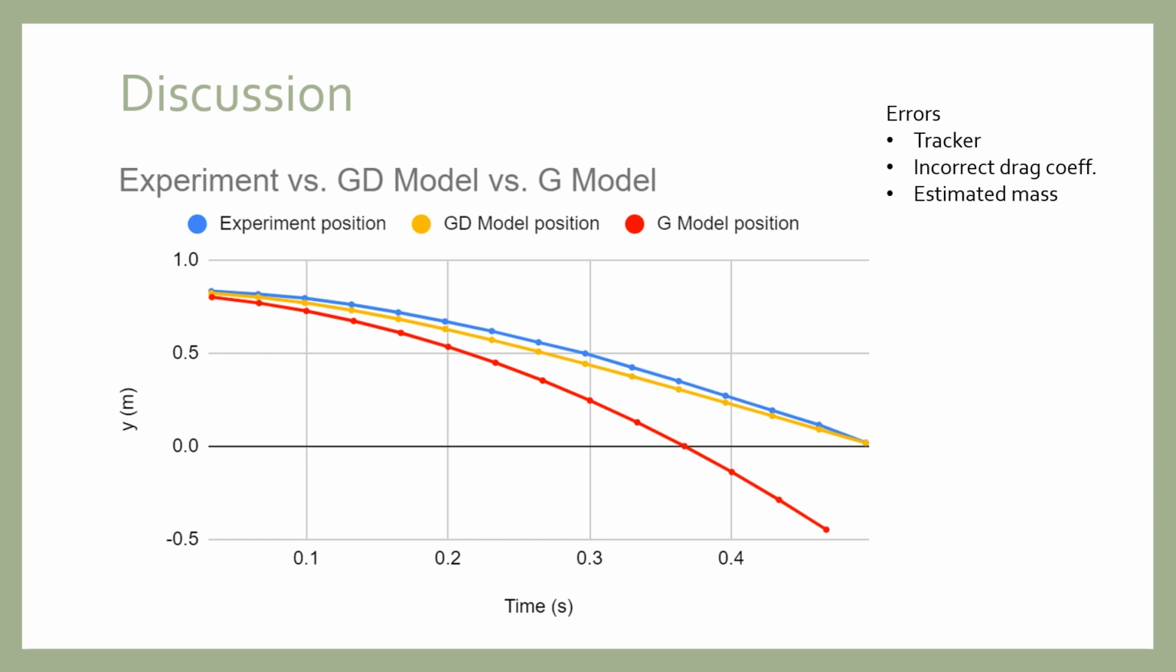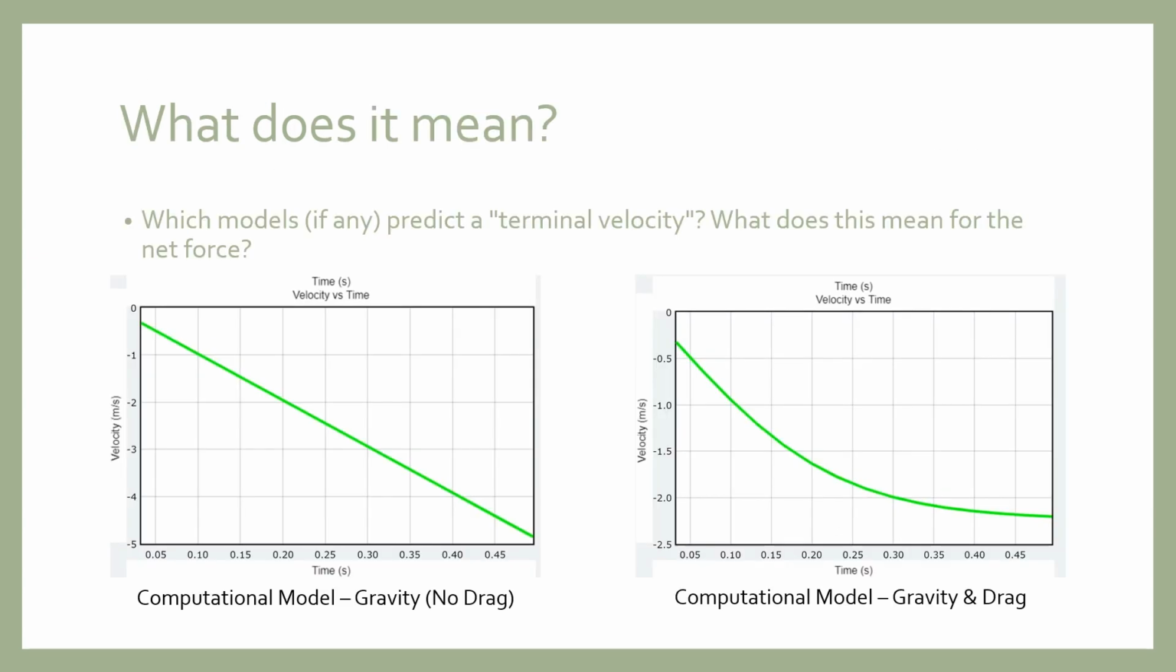So what does it mean? Which models, if any, predict the terminal velocity? As mentioned in the introduction, when terminal velocity occurs, the gravity and drag force are balanced and the net force is 0. Therefore, there is no acceleration and the object is traveling at a constant velocity. Terminal velocity is the maximum velocity an object reaches during free fall.